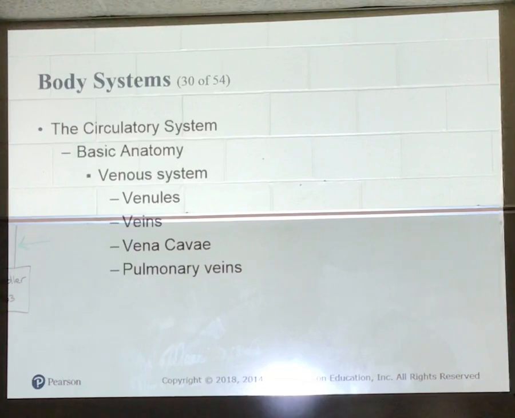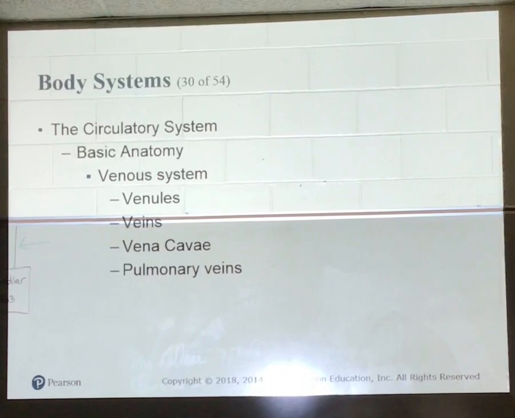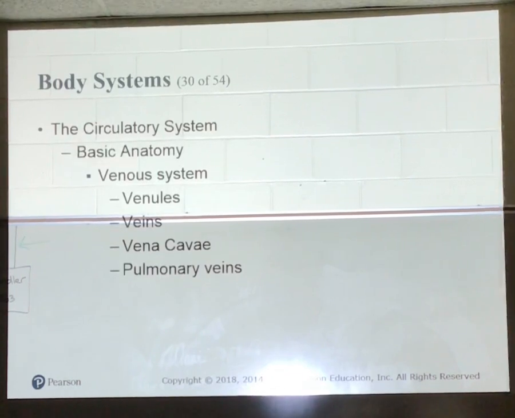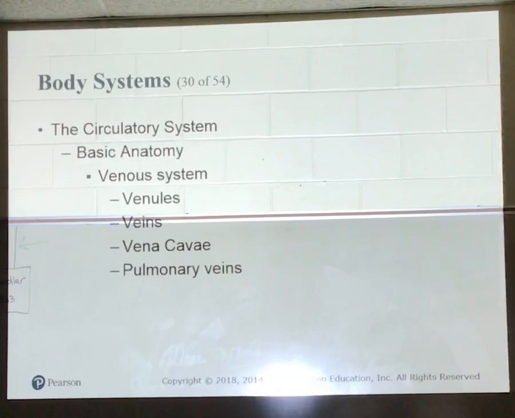The major veins include the vena cava and the pulmonary veins. The vena cava carry oxygen-depleted blood back to the right atrium, where it begins circulation through the heart and lungs. The superior vena cava enters the top of the right atrium carrying oxygen-depleted blood from the upper body. The inferior vena cava enters the bottom of the right atrium carrying oxygen-depleted blood from the lower part of the body. The pulmonary veins carry oxygen-rich blood from the lungs to the left atrium. They are the only veins that carry oxygenated blood.